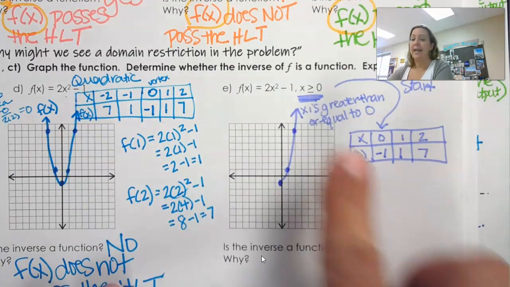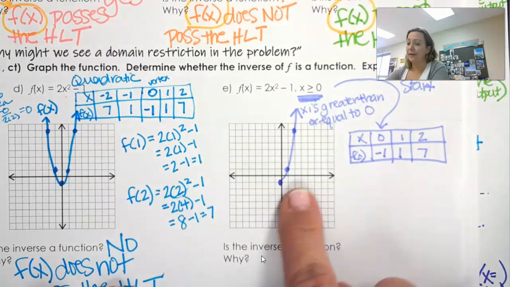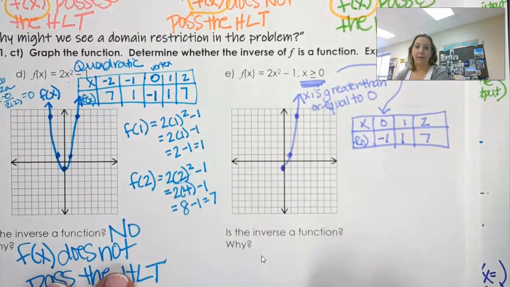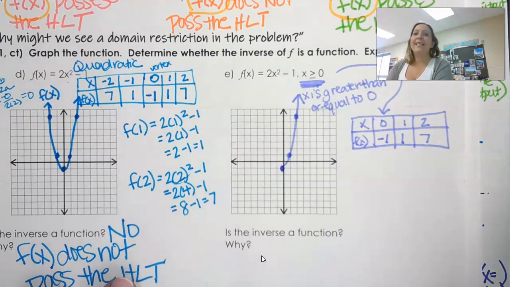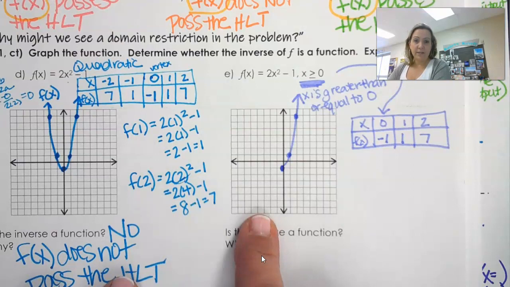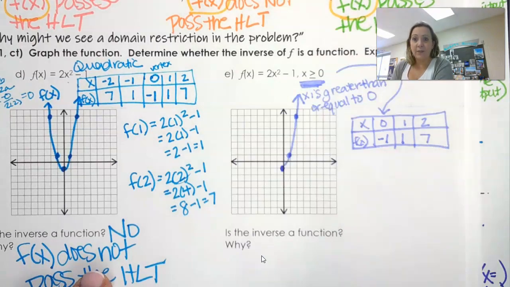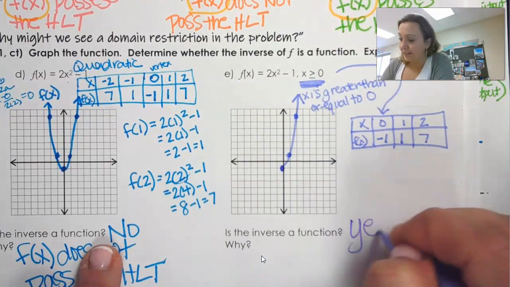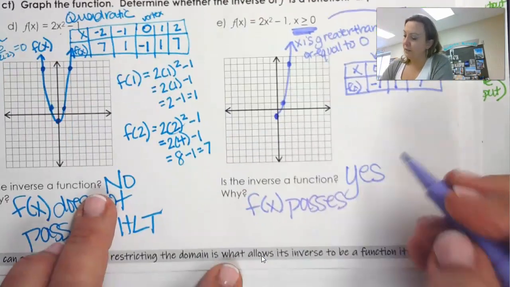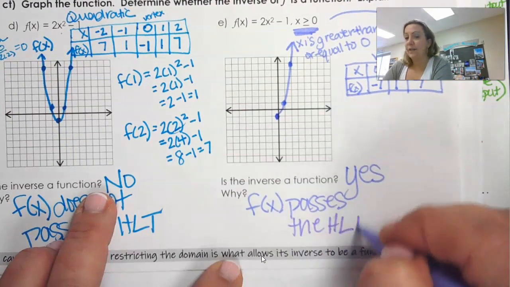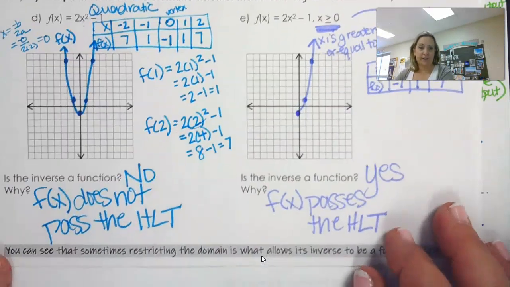What we're doing here is saying that we're dealing with this function, but this is greater than or equal to 0. So we only care about the part that's greater than or equal to 0. Now, when we consider this function, is the inverse of this a function? Well, look at this. We have this horizontal line test, and it passes the horizontal line test. So yes. And why is that? Because our f of x passes the horizontal line test. So the only difference in D and E was this domain restriction, okay?